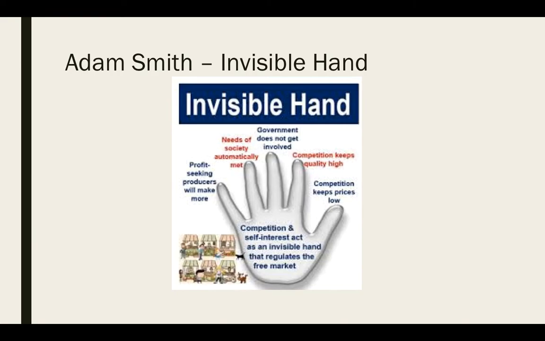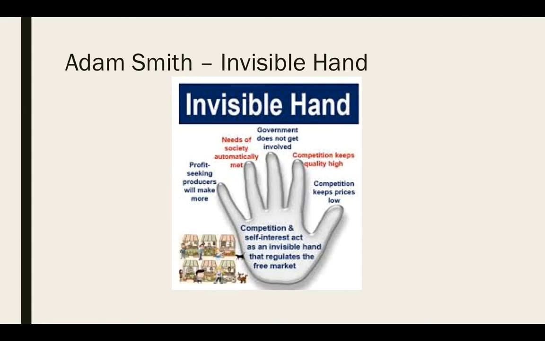And so this is a nice little graphic there. The palm of the hand talks about competition and self-interest acting as an invisible hand that regulates the free market. What it's saying is the government does not have to do this at all. Profit-seeking producers will make more because they have to be efficient. They're going to use their resources as efficiently as possible. The needs of the society will be automatically met. The government does not have to do that.